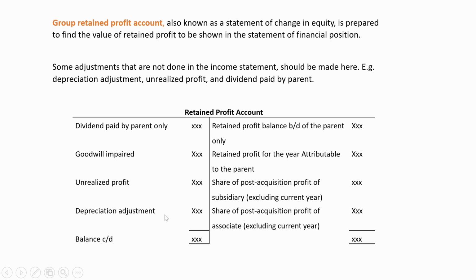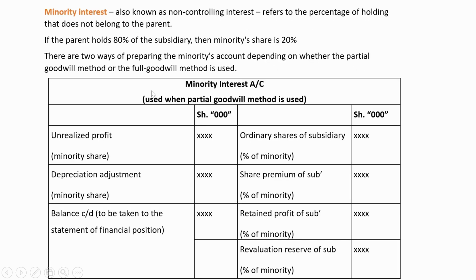Depreciation adjustment, parent share. So everything here, you take the share of the parent, which means you multiply by the parent's percentage of holding. So the balance carried down, this is the figure you are going to take to the consolidated statement of financial position under the equity and reserves section. So this is the format you can use to calculate the retained profit to be taken to the balance sheet or the statement of financial position.